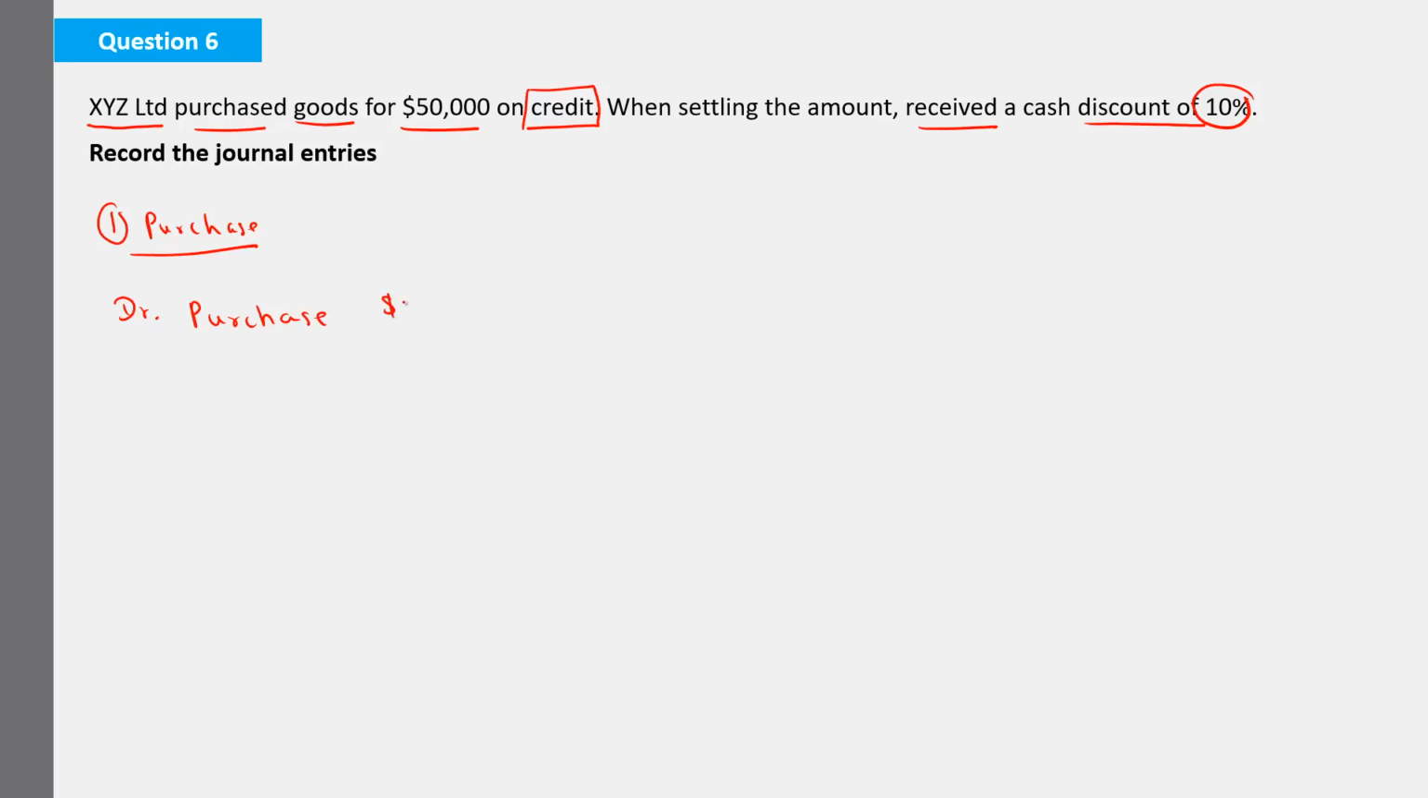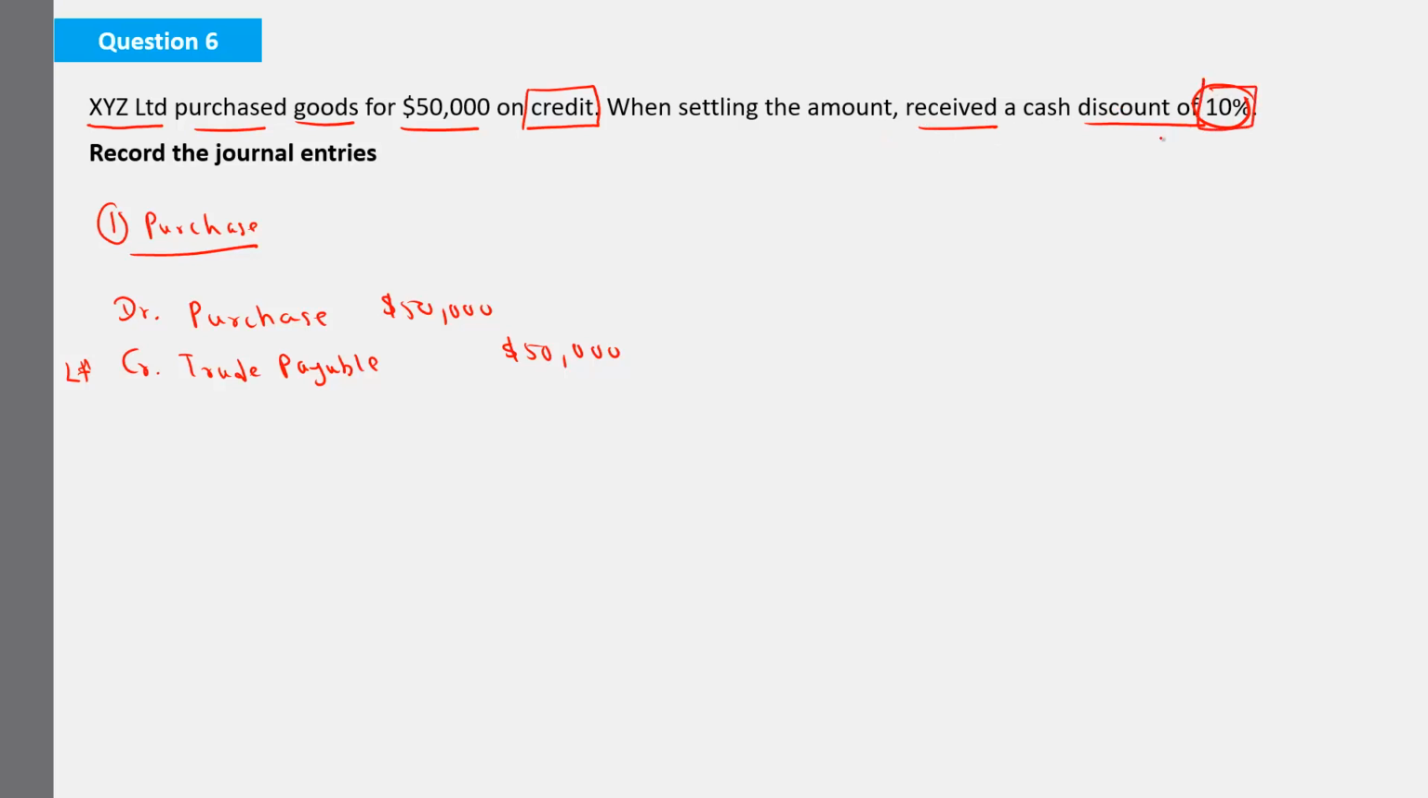Purchase debit $50,000. And I am purchasing these goods on credit. So if I purchase on credit, my liability will increase. Liability increases, it's a credit record. So what liability? Trade payable liability. How much is the trade payable liability? It is $50,000. Okay. What the supplier is doing, when I am making the settlement for this particular supplier, he gave me a cash discount of 10%.